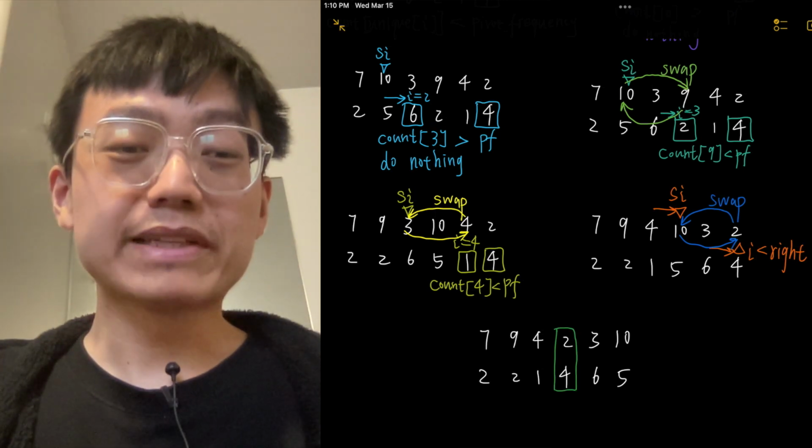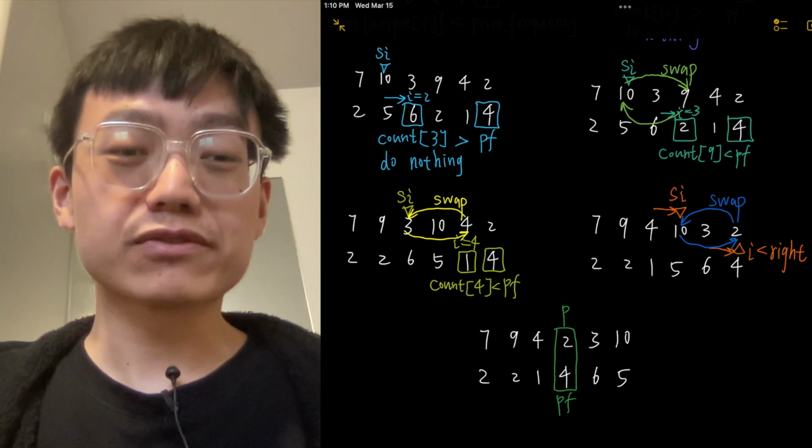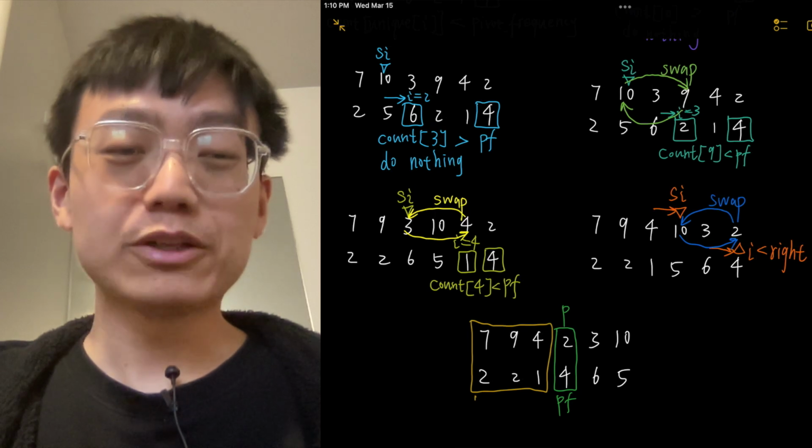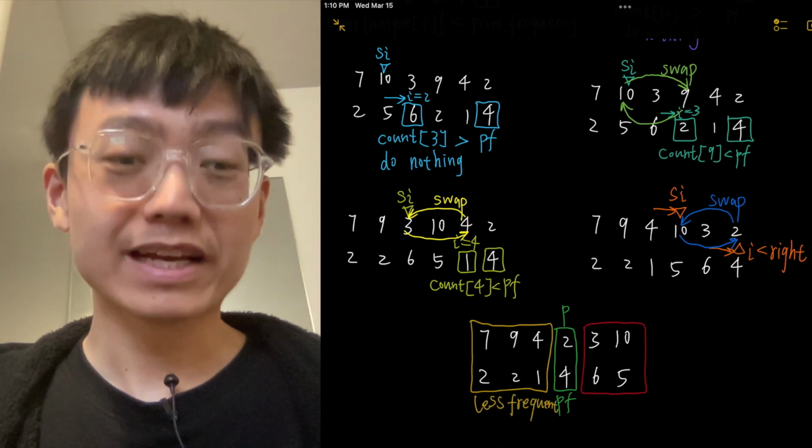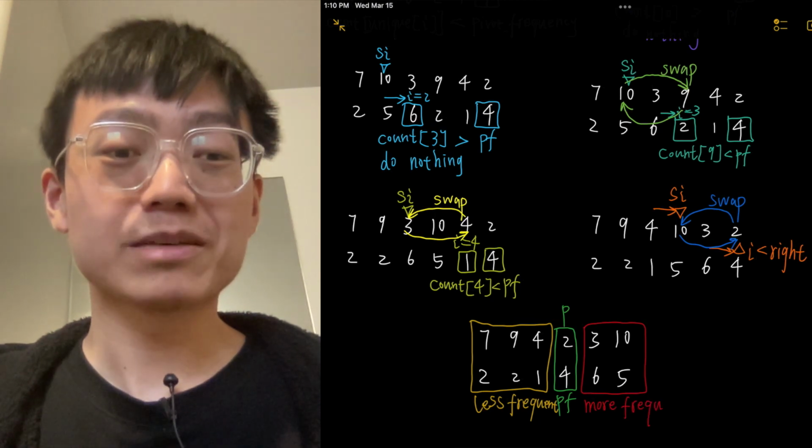So our pivot element is 2 and its frequency is 4. We should divide our array into 2 parts. The left part is less frequent than the pivot frequency, and the right part is more frequent than the pivot frequency.